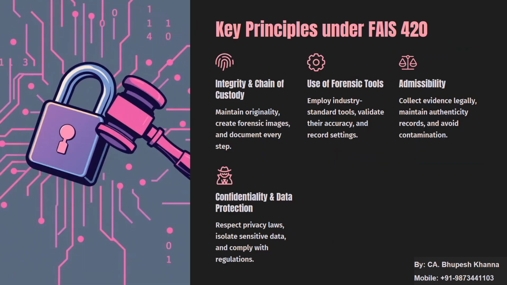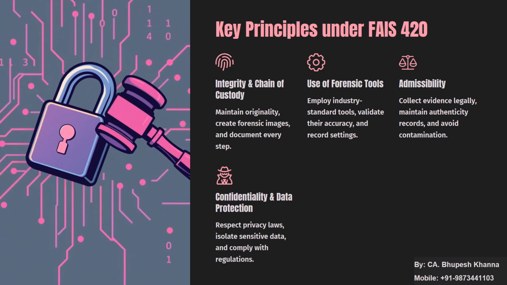Fourth point is Key Principles under FAIS 420. A. Integrity and chain of custody. Maintain originality of evidence. Create and preserve bit-by-bit forensic images. Document every step. Who accessed what, when, how, and why. B. Use of forensic tools. Employ industry-standard tools, e.g. FTK, EnCase, X-Ways, Autopsy. Validate tools for accuracy and reliability. Record software versions and settings used.